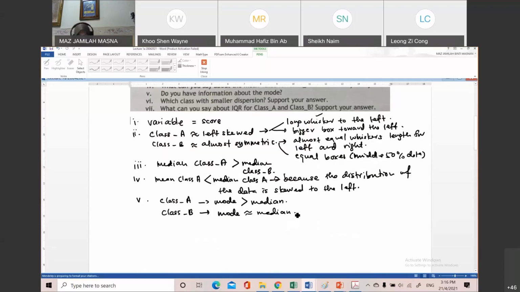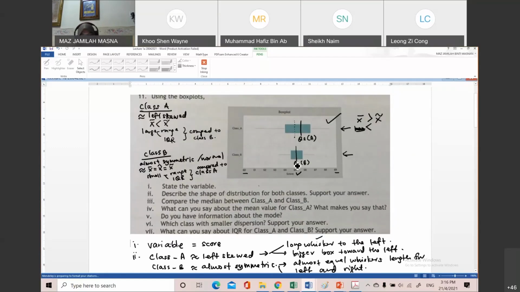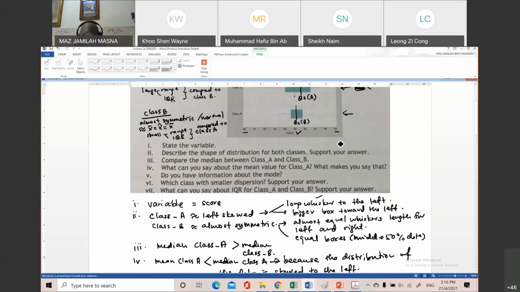Good. Understand. Okay, number 6. Which class has smaller dispersion? What is your answer? When we are talking about dispersion, choose which one you want to use. Are you going to choose the simplest one, that is the range? Or are you going to use the standard deviation, which is not provided in your data or in your diagram? Or are you going to use the interquartile range, because we are talking about the box plot? Okay, so which class has smaller dispersion, A or B?